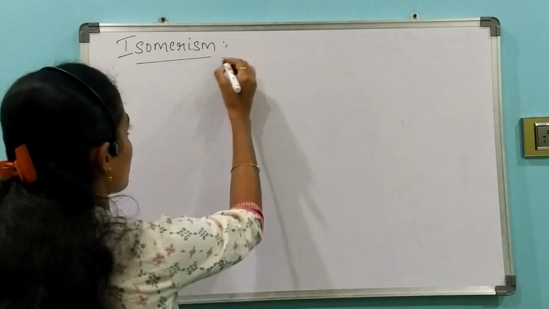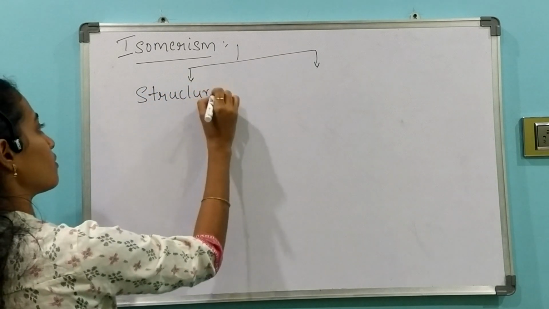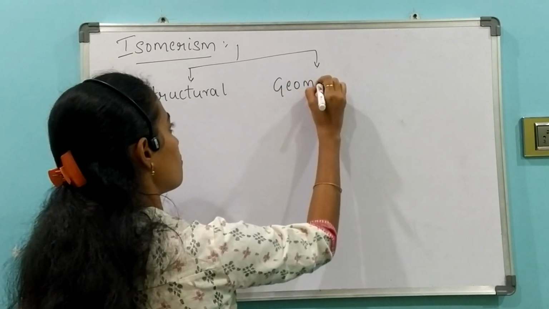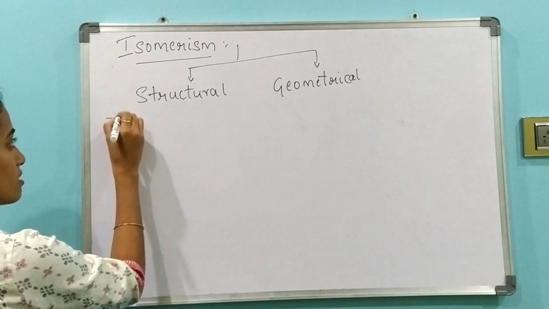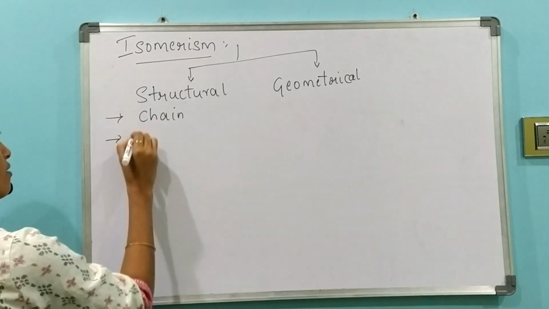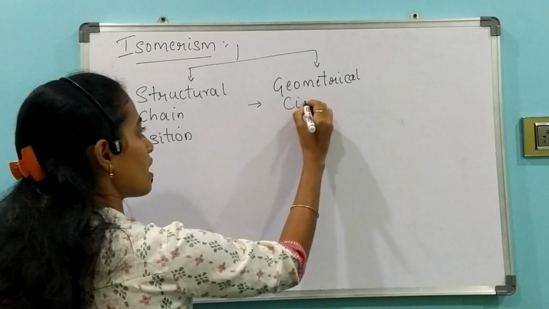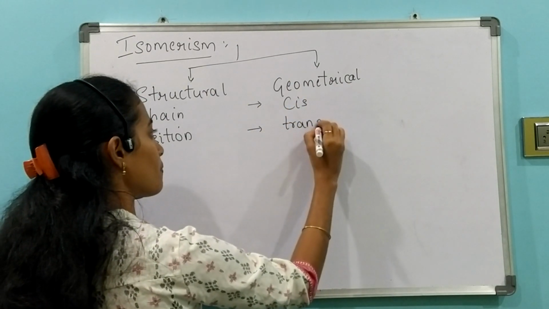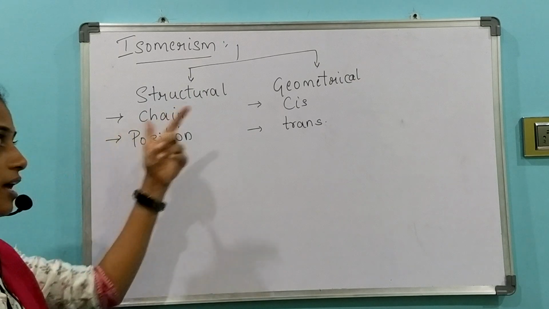In this phenomenon of isomerism, we have two types: structural isomers and geometrical isomers. In structural isomerism you again have chain isomers and position isomers, and in geometrical isomers you have cis isomers and trans isomers. Let me take one example and explain what structural isomers and geometrical isomers are.